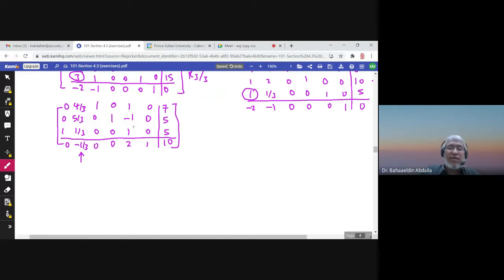Now divide 7 by 4 over 3. The answer is 5.25. Divide 5 by 5 over 3. The answer is 3. Divide 5 by 1 over 3. The answer is 15. So this is the pivot entry.